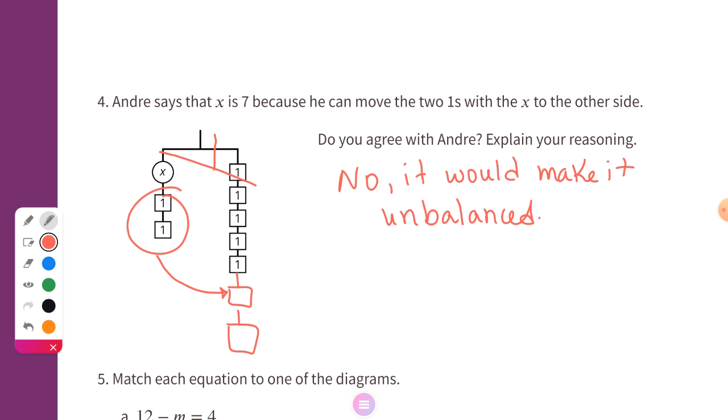3. So what would we actually have to do? We would have to take 2 away from each side. Take away 2, take away 2. How many are left? 3. So you could have had something about that too. So it would make it unbalanced. X would have to equal 3.